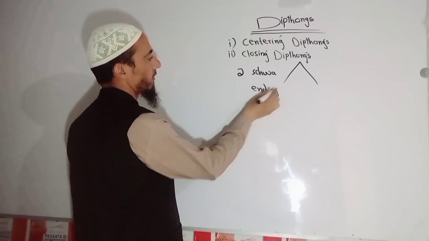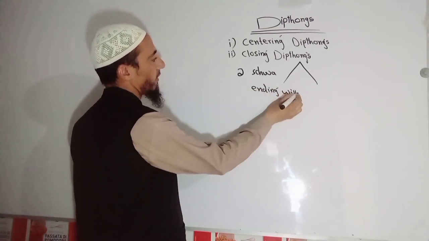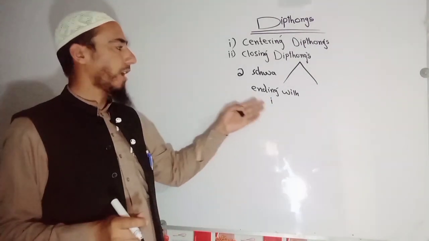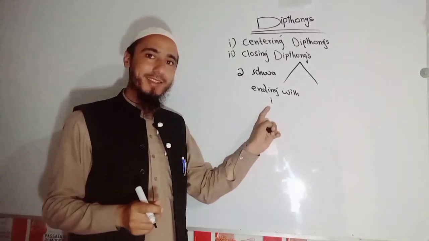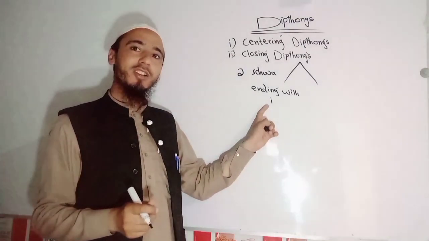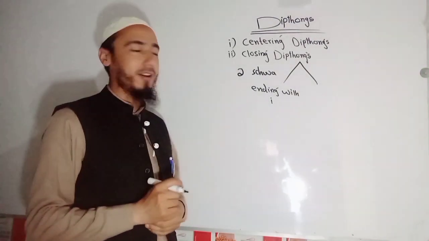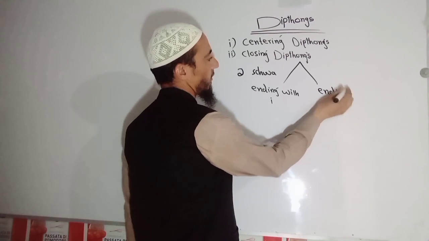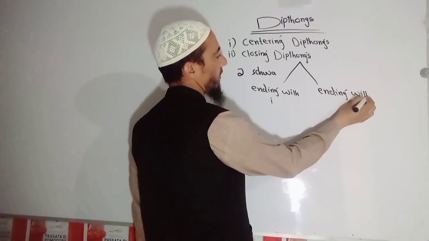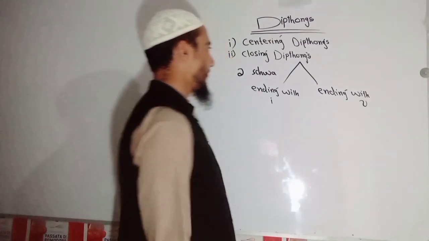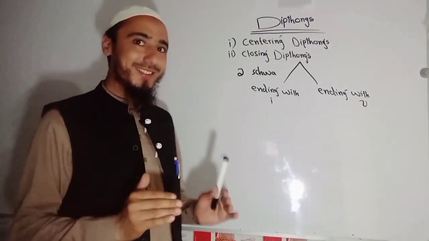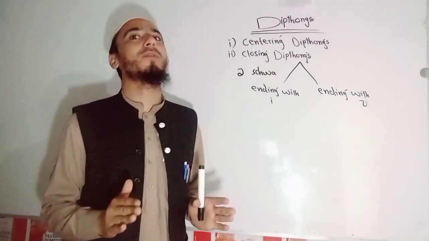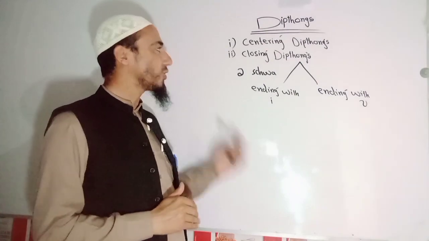ending with the E sound. And you know, it is a closed vowel sound. It is articulated with the front of the tongue. And another is ending with the U sound. So listeners and audience, this is actually the division of diphthongs, that is, how diphthongs have been divided into types.